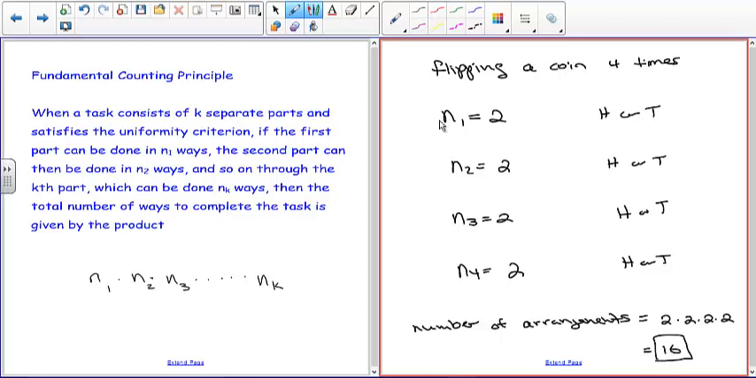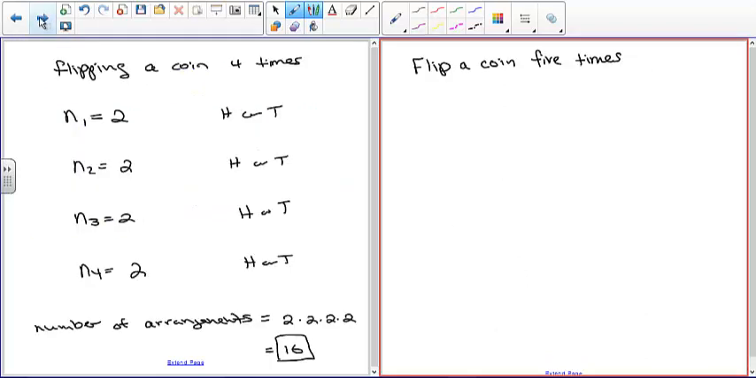Now, I didn't list all the possibilities, you know, all heads, all tails, all that kind of stuff. But if all we want to know is the number of arrangements, then we can use the fundamental counting principle to simplify the process. If you flip a coin 5 times, you just have one more 2 multiplied, so there are 32 different ways. The fundamental counting principle says n sub 1 through n sub 5 is 2, and you multiply 2 by itself 5 times, you get 32.